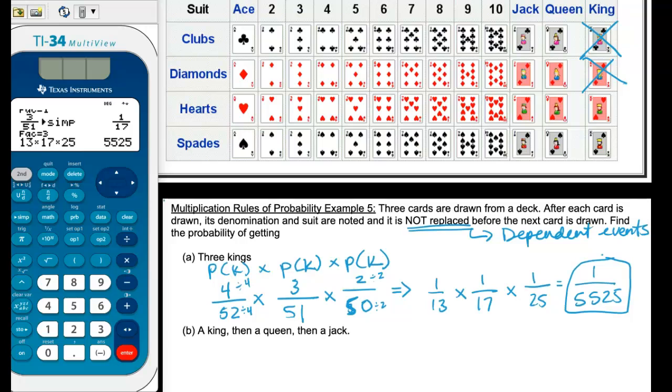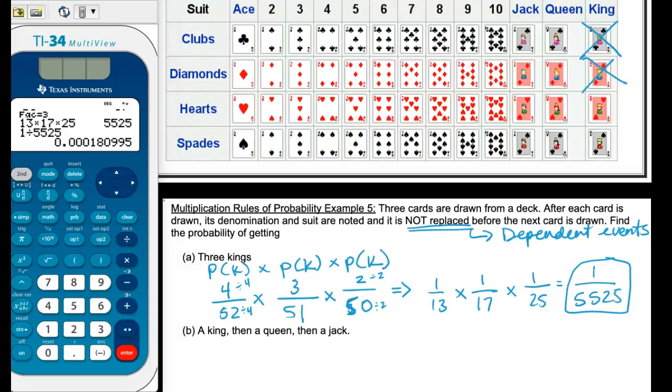Okay, and then if I want the decimal, I can just do 1 divided by 5,525, and then that's the decimal answer, and you can round to whatever you're asked to round to, depending on what the problem asks. In this problem, I'm just going to leave it like that.